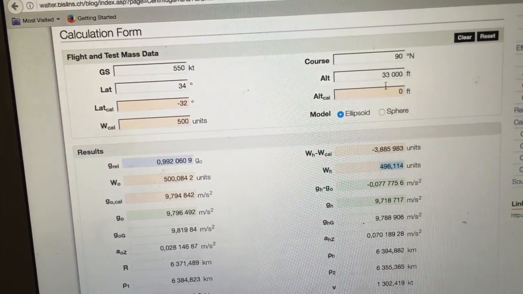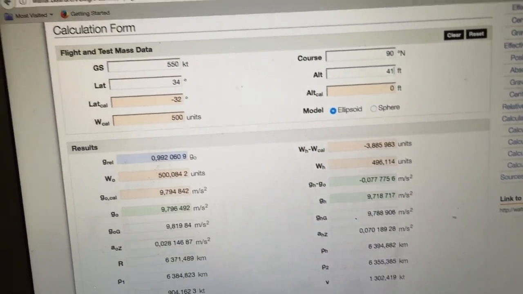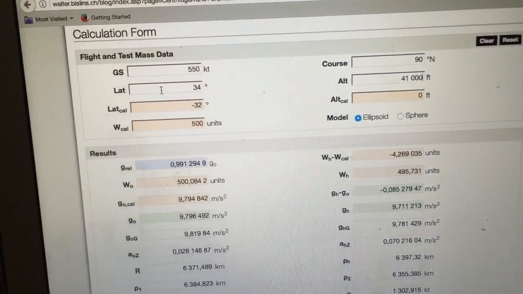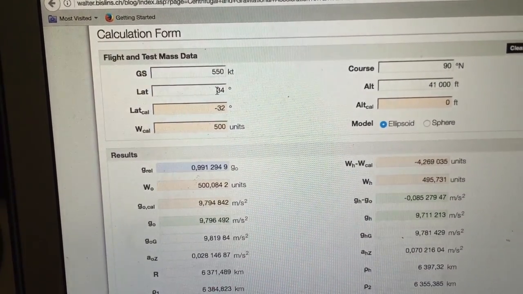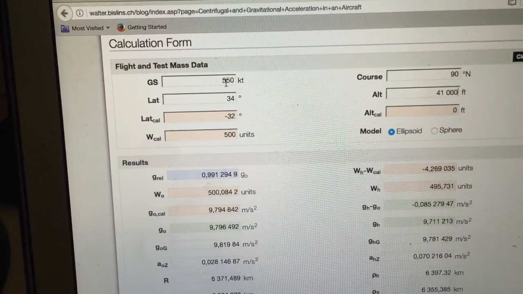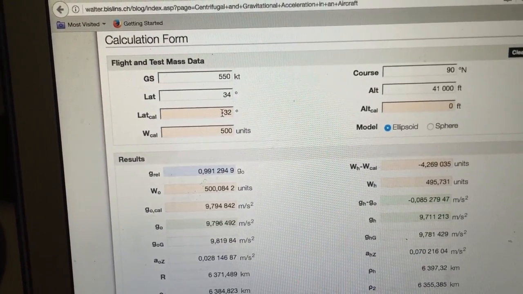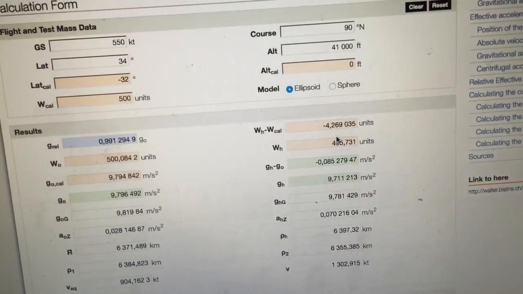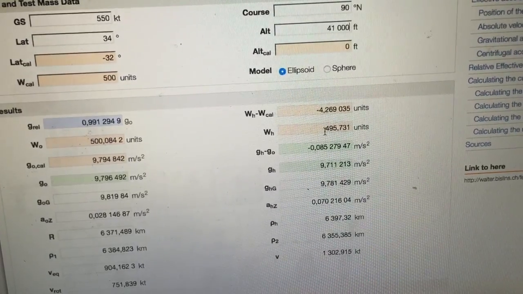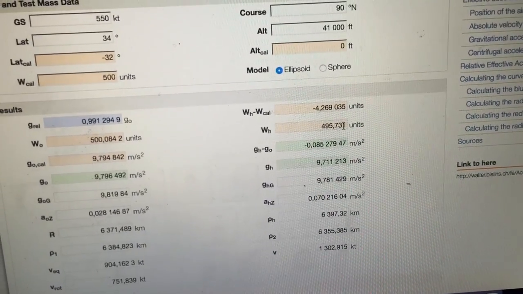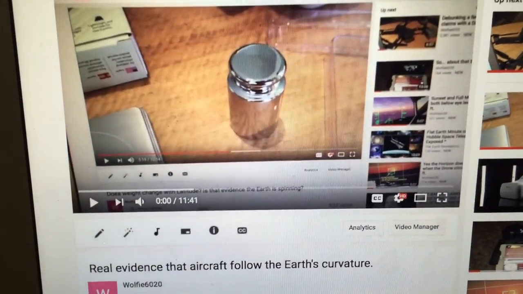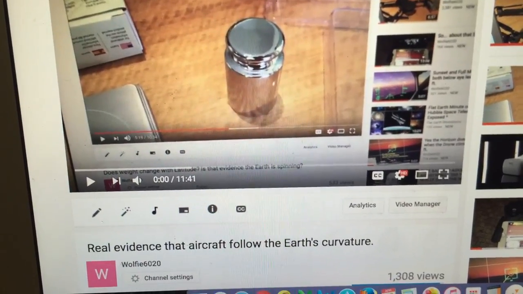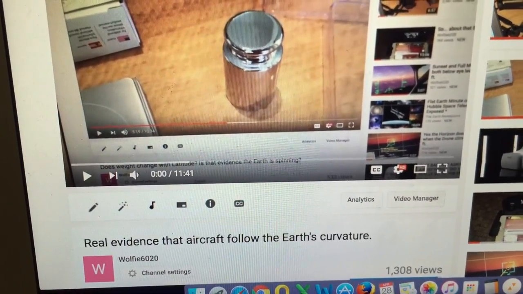Now, let me just put in the values for that first flight. 41,000 feet. We were flying approximately east. The latitude was 34. That was from the GPS on the phone app. 550 knots is the speed. The unit was calibrated in Perth, 32 south latitude, 500 grams. So what we would expect to see on the scales in this situation is 495 grams. Now, I think you'll all agree that even though there was minor fluctuations in the scale from micro turbulence while we were flying, the scales were averaging around 495 grams.